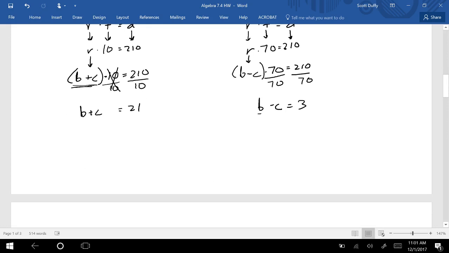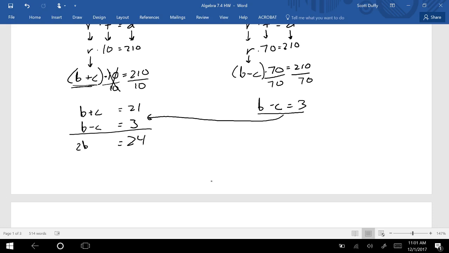I bring this over underneath here. B plus C equals 21. B minus C equals 3. Solve this system. The C's will cancel. B plus B is 2B. C minus C is no C's at all. And then 21 plus 3 is 24. Solve for B by dividing by 2 on both sides. And B equals 12.